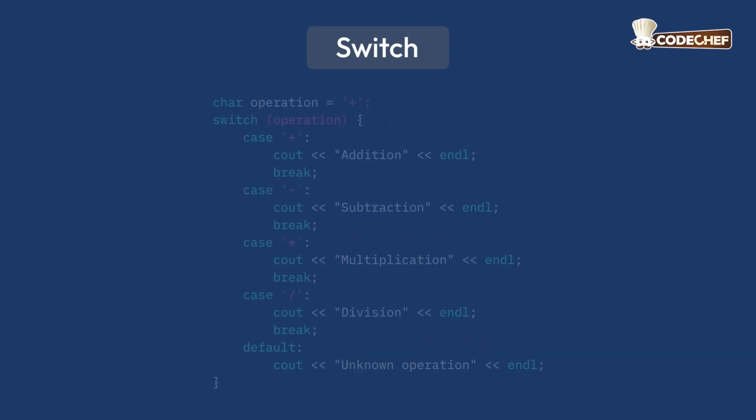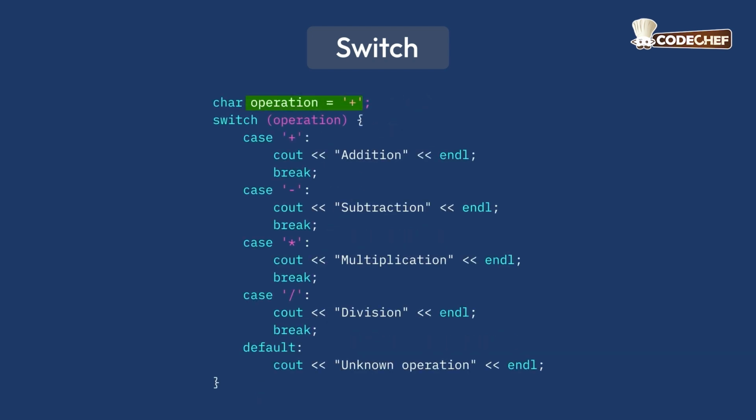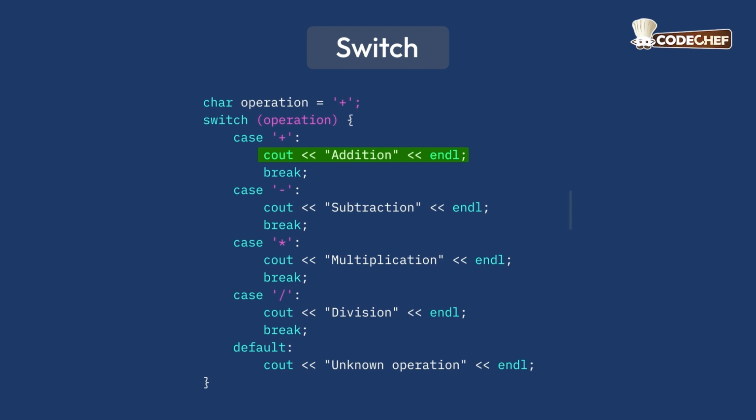In this example, the variable operation is set to plus. Switch checks the value of operation and matches it with the case plus. It then executes the code inside that case and prints addition.